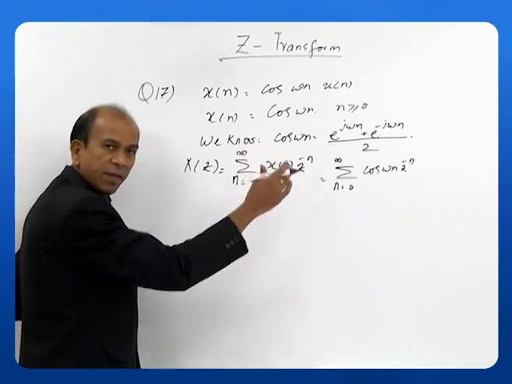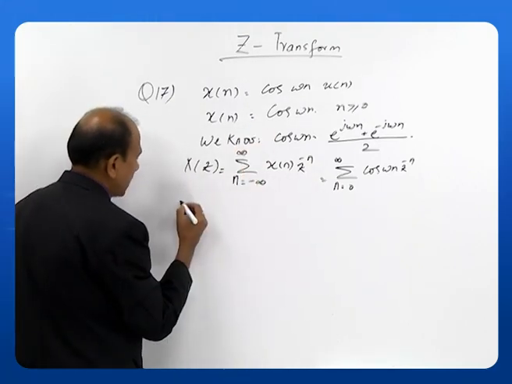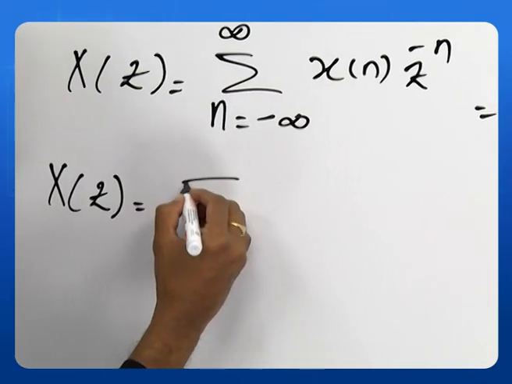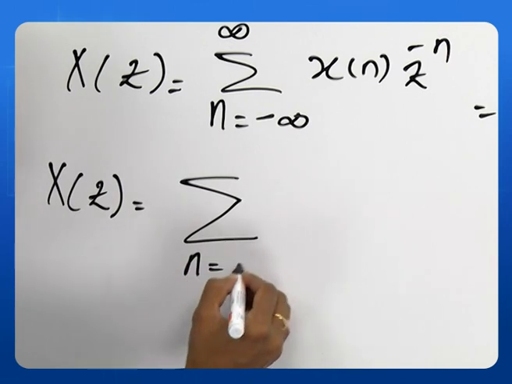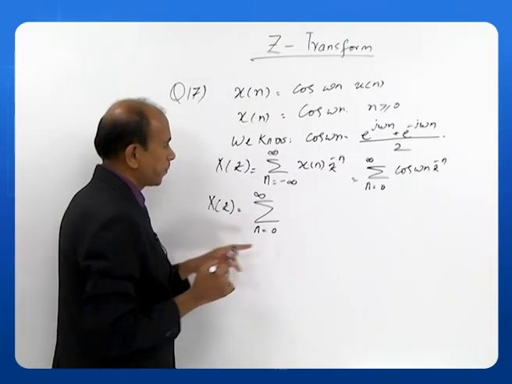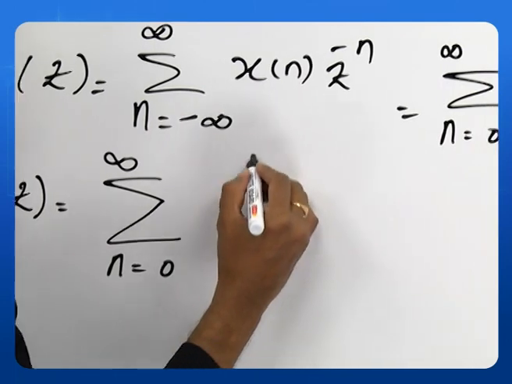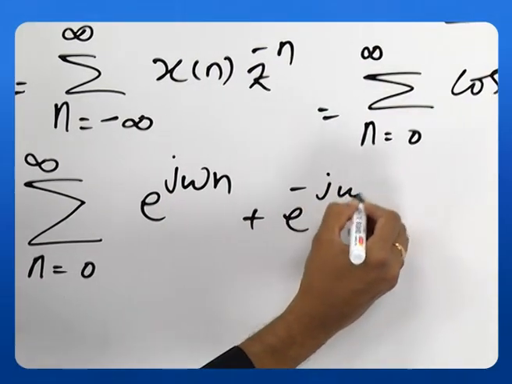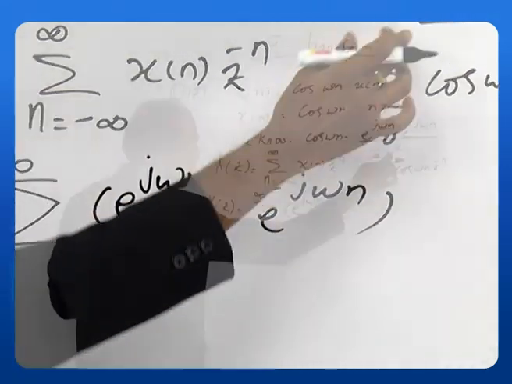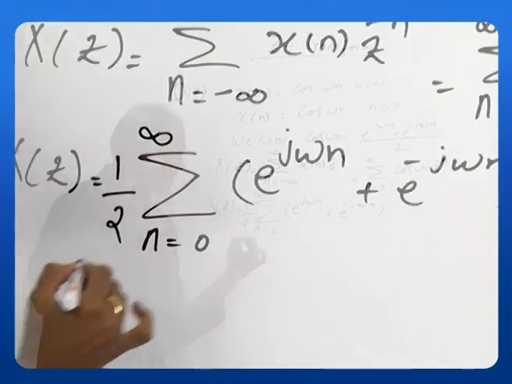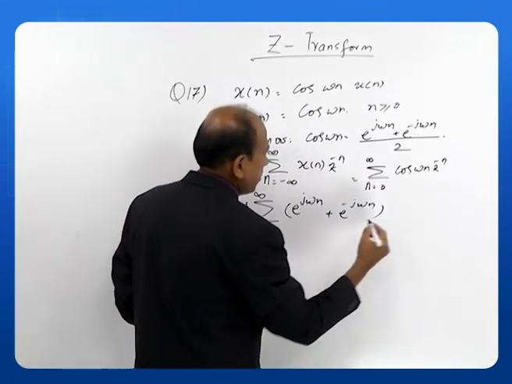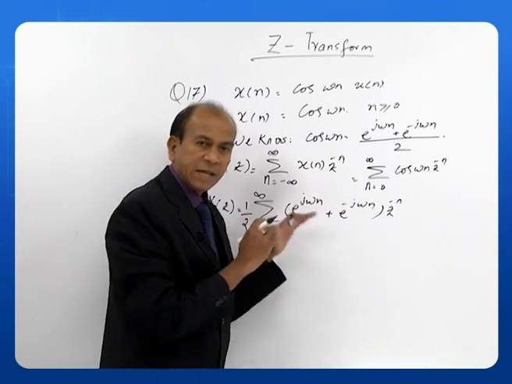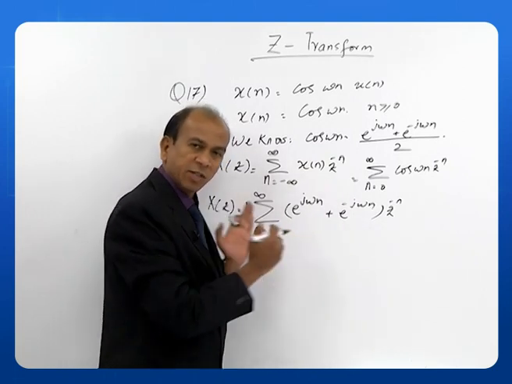It's a little lengthy. So let us write down here X of z equals summation n equals 0 to infinity, e to the power of j omega n plus e to the power of minus j omega n, and this half I will take out. So I can write half here, and then this will be multiplied by z to the power of minus n. So we have to find the z transform for this type of combination. Let us split this into 2 now.